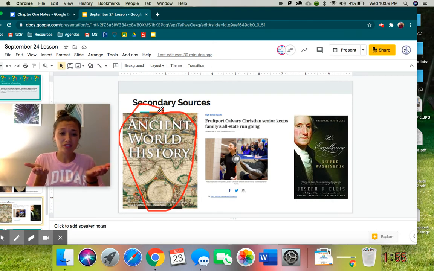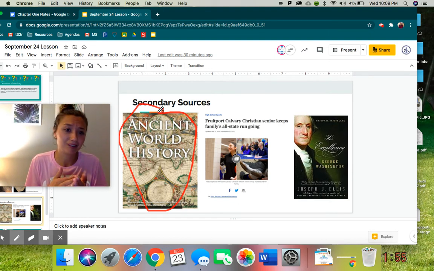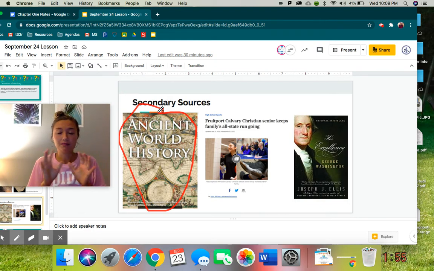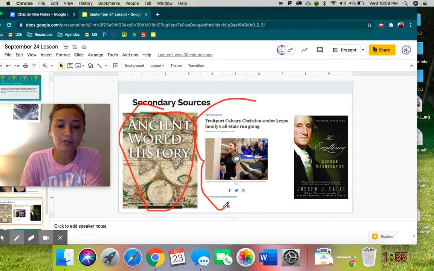Do you think the authors of our textbook were around for all the events we're going to cover in ancient world history? Probably not. Probably hardly any of it at all, in fact. But that doesn't matter. They've gathered information and it's now a secondary resource for us to study, okay? That's your textbook.